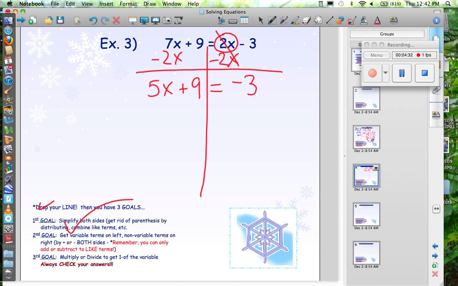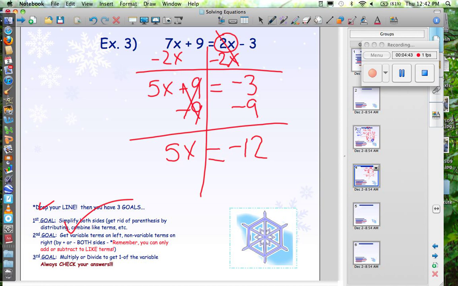It's a plus 9, so I'm going to subtract 9 because I need them to cancel out, and I subtract 9 on the other side. So what I'm left with is 5x equals negative 12. Notice it's a negative 3 and a negative 9, so I can add them and keep the sign. Okay? All right, so I have my variables on the left, my non-variables on the right. I'm good to go. Last step, what can I do to 5 to make it a 1? I can divide it by 5. So I have to divide the other side by 5. And my final answer, if I took out a calculator and divided, would be negative 2.4.